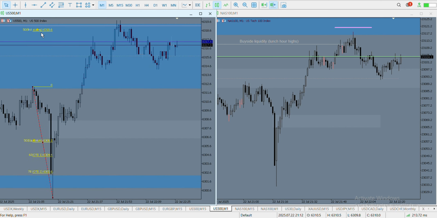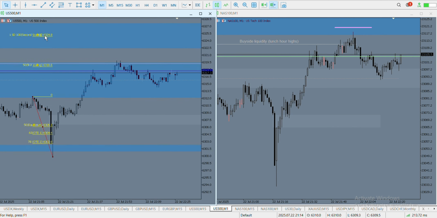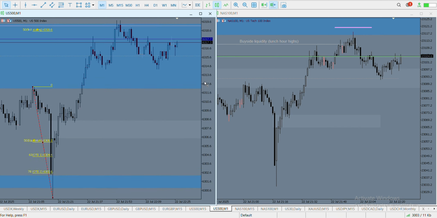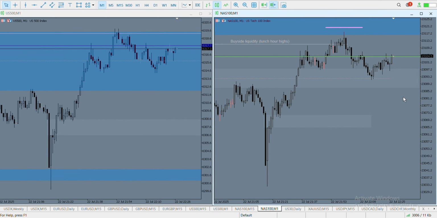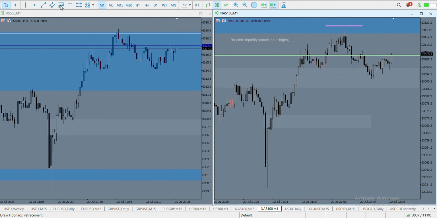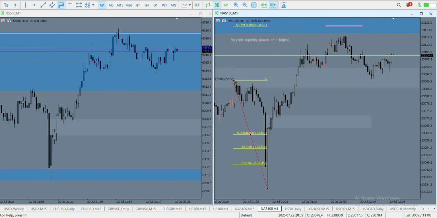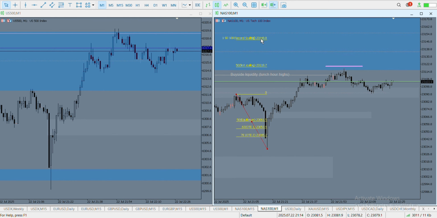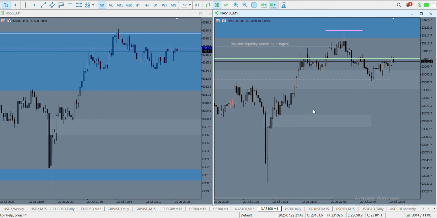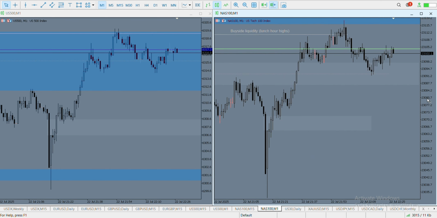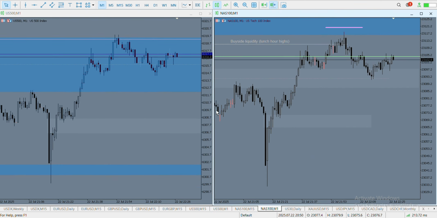So US 500, that's why we're reaching into 6,318.5 and then 6,324. That's where we might reach if we do the swing projection. NAS 100, if we do the swing projection from this low to this high, and if we're trading higher, then we want to expect it to go into 23,148. That's around the 150 level. And that's really it. Nothing much to be doing here.